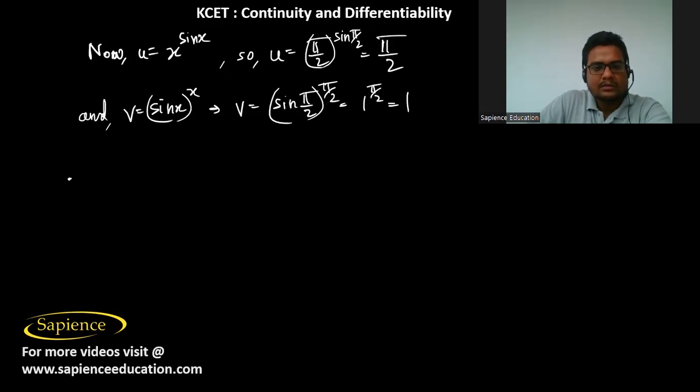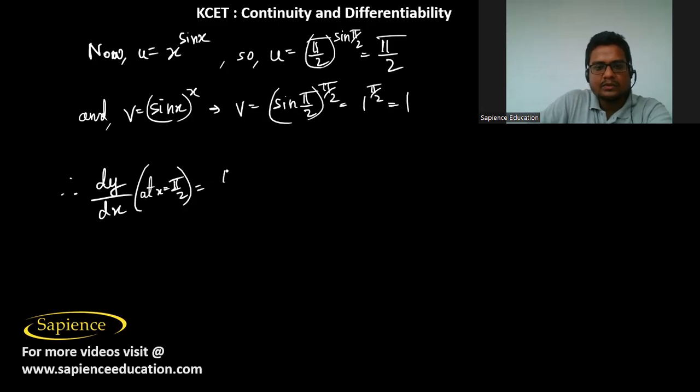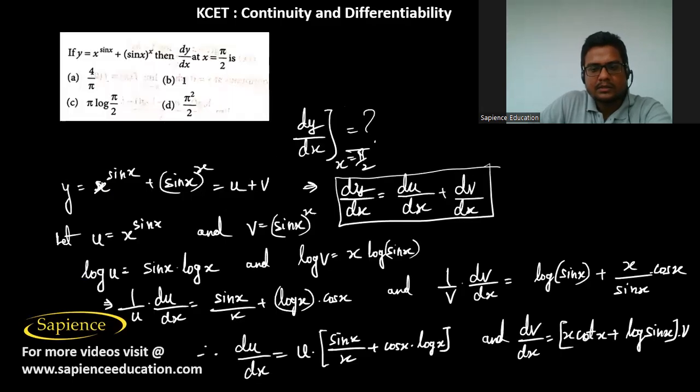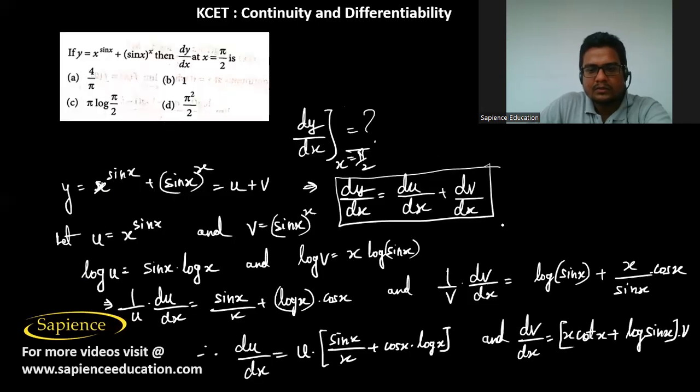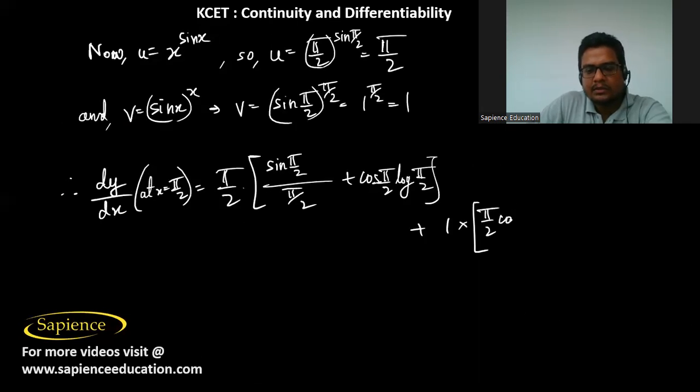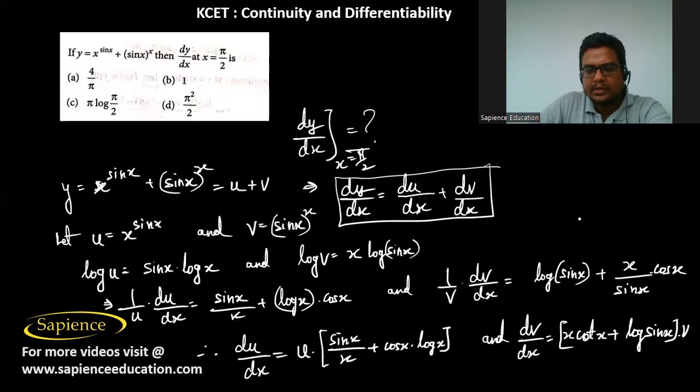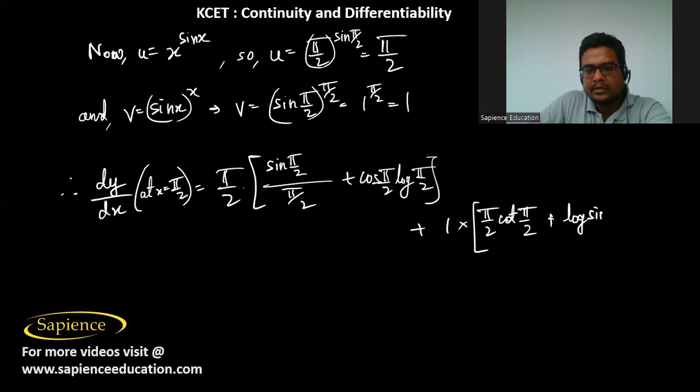And so therefore dy by dx at x equal to pi by 2 will be equal to u, which is pi by 2, into sin x by x, that is sin pi by 2 by pi by 2, plus cos pi by 2 into log x. Log x means log pi by 2. Then plus dv by dx. So v is equal to 1 into x cot x, so pi by 2 into cot pi by 2, then plus log sin pi by 2.